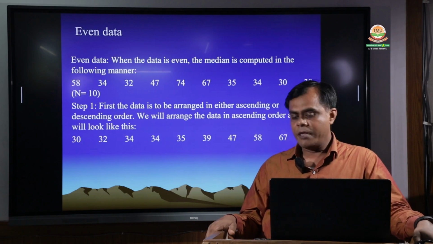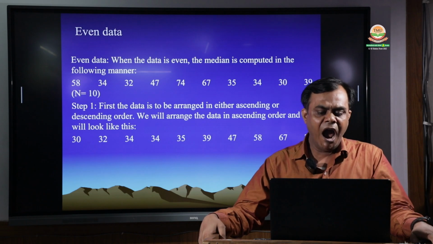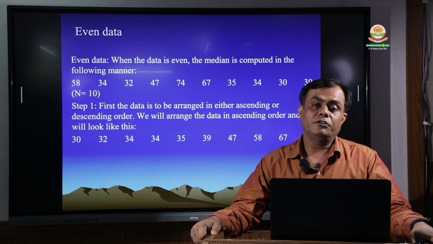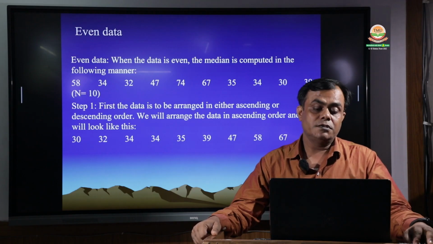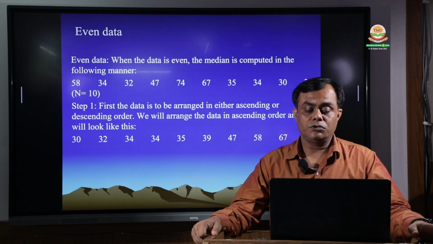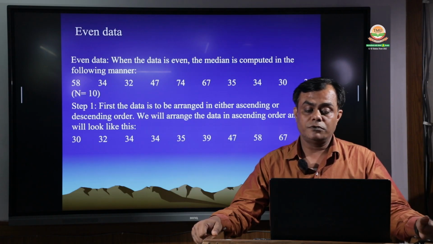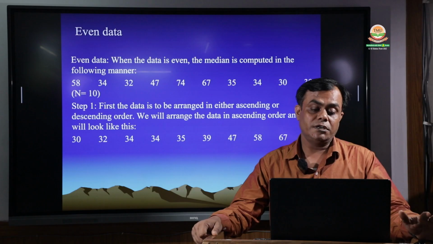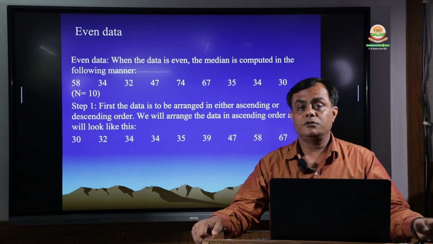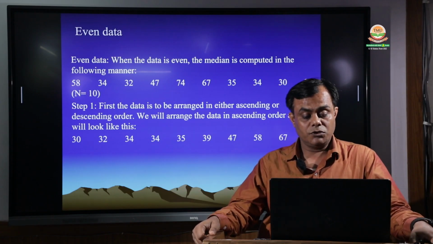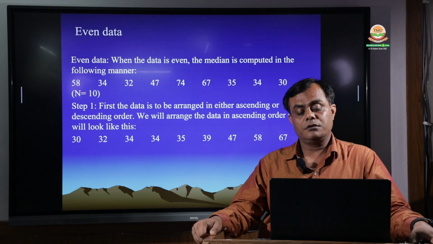Next is the median value for the even number. When the data is even, the median is computed in the following manner. The data is 58, 34, 32, 47, 74, 67, 35, 34, 30, 39. This is even data because the size of the data is 10, n is equal to 10. So step 1, first the data is to be arranged in either ascending or descending order.